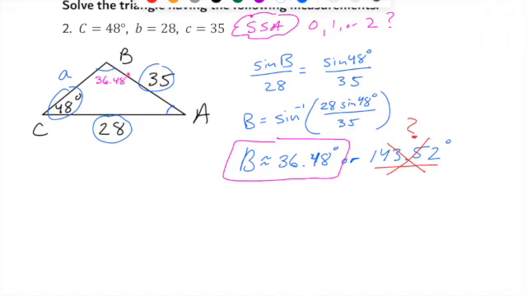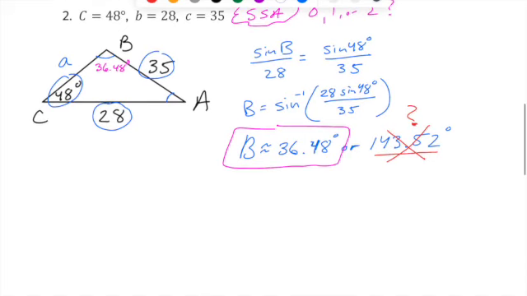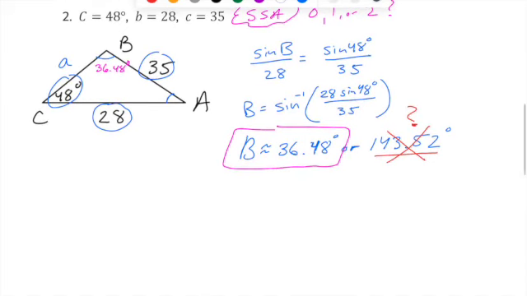degrees, and now we have to finish off the triangle. We got to find angle A, and we got to find side A that goes with that. So angle A, that's easy. Now that you know two of the angles, you can just subtract the sum of those from 180, right? Three angles of a triangle add up to 180, so 48 plus 36.48, subtract that from 180.